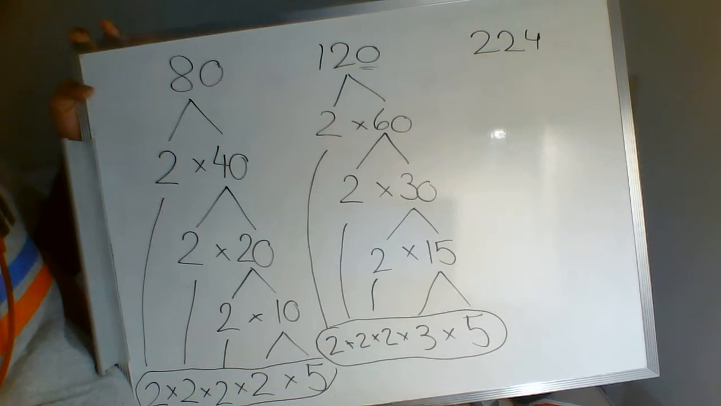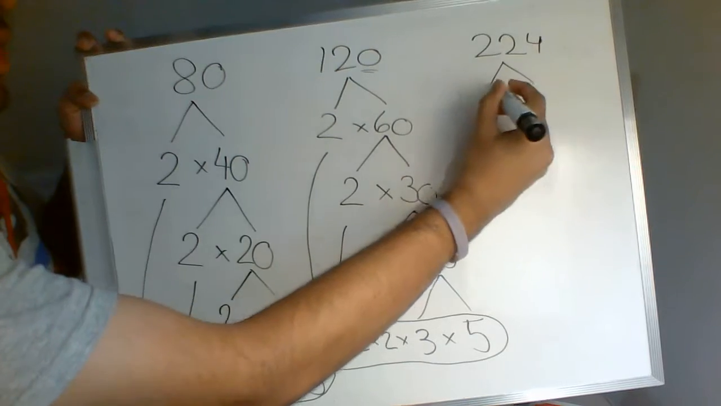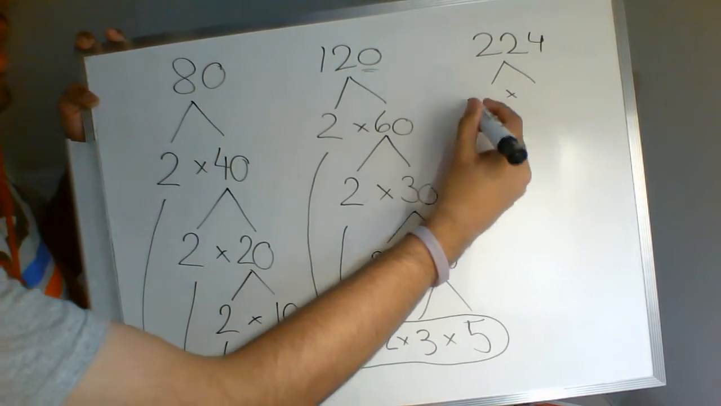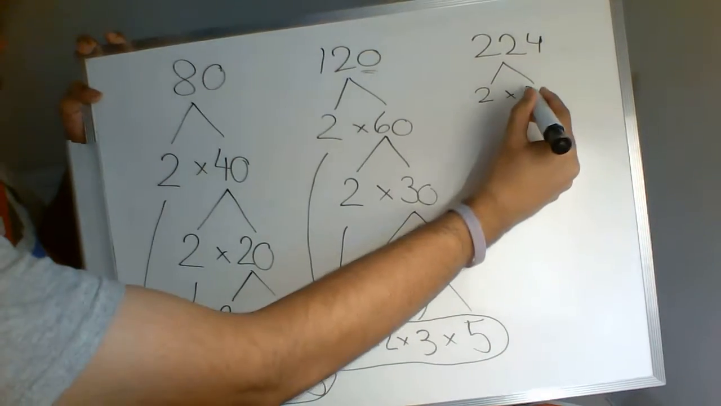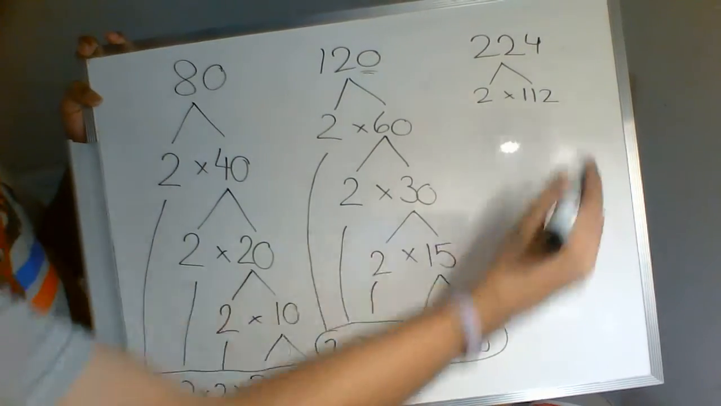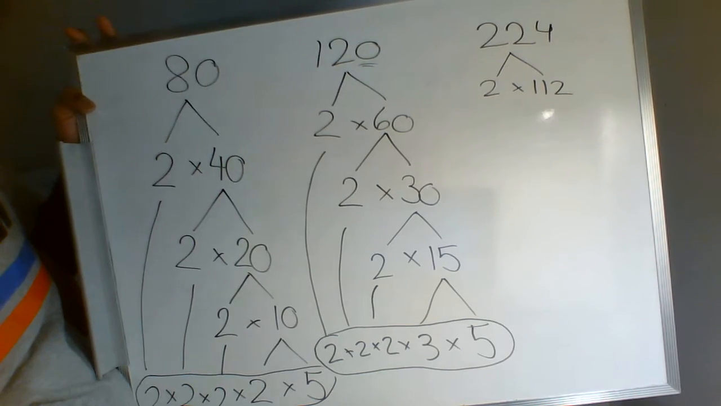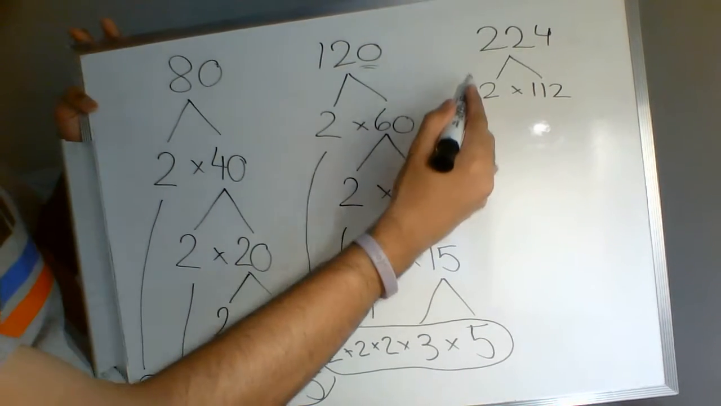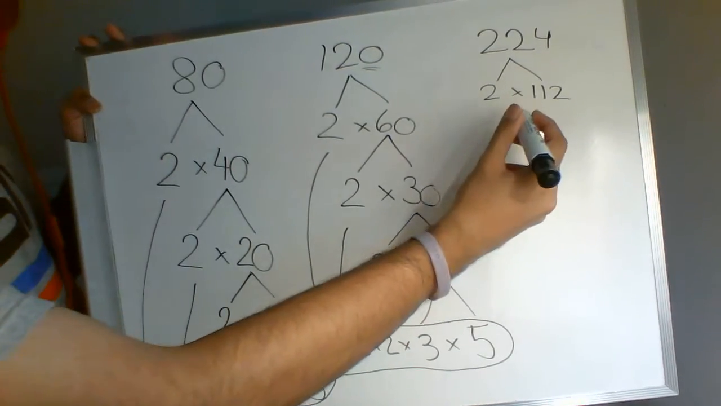Now for 224, we're going to go through it one more time. We're going to break this down into something times something. It's even, so it's going to be 2 times something. And I'll save you the trouble for now with figuring out what the other number is. In this case, it's going to be 112. That's just 224 divided by 2 gives us 112, which goes over there.